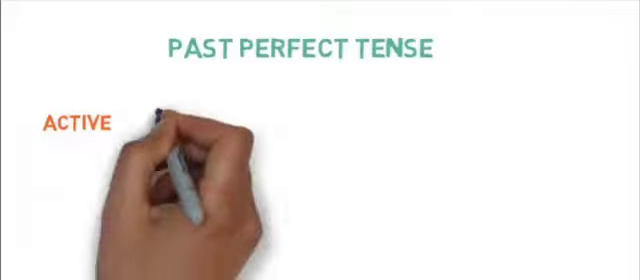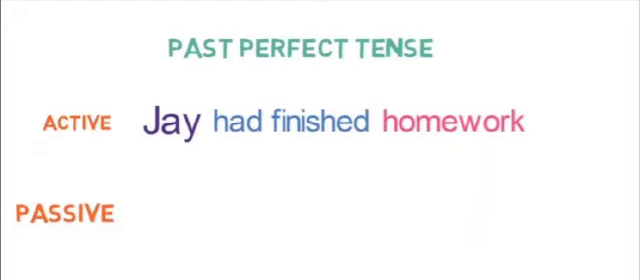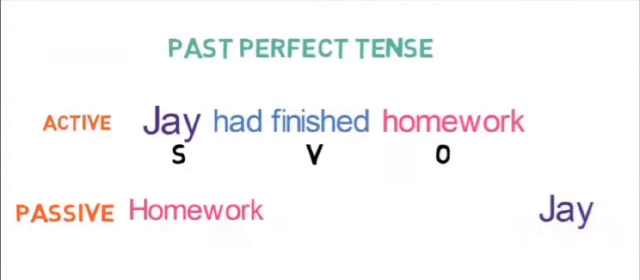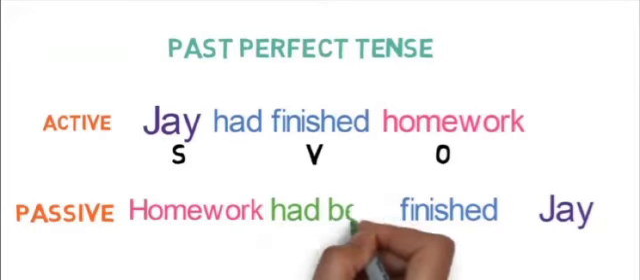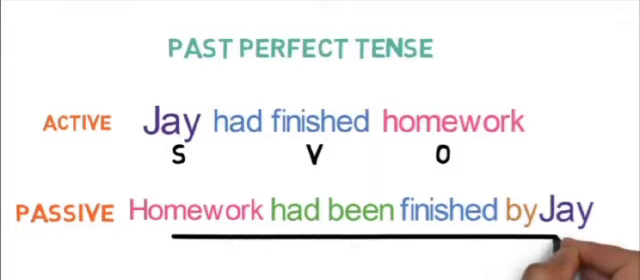Now past perfect tense, active voice, Jai had finished homework. Jai is the subject, had finished is the verb, homework is the object. Interchange the places of subject and object. Homework, the third form of verb finish will remain finished. Helping verb will be had been, and finally add the preposition by. So your answer is homework had been finished by Jai.